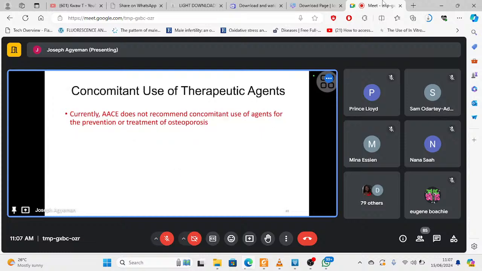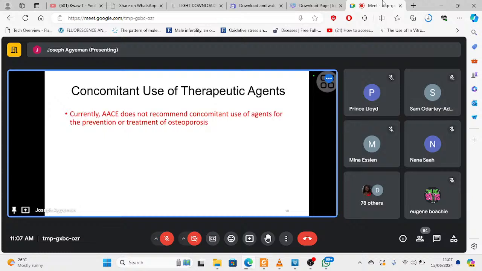We've mentioned this already. Now, can we do combination therapy? Can we add raloxifene, and maybe do bisphosphonate and denosumab? The current guidelines recommend that it's a no. It's a big no. So currently, the guideline does not recommend concomitant use of agents for the prevention or treatment of osteoporosis. So one agent at a time. If you are using a bisphosphonate, do it. If you are using teriparatide, do it. Don't do combination therapy when it comes to these agents.